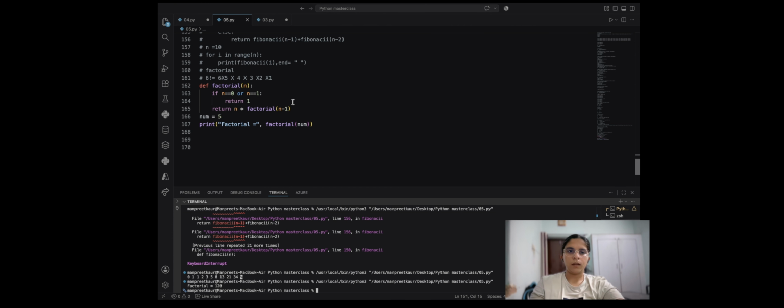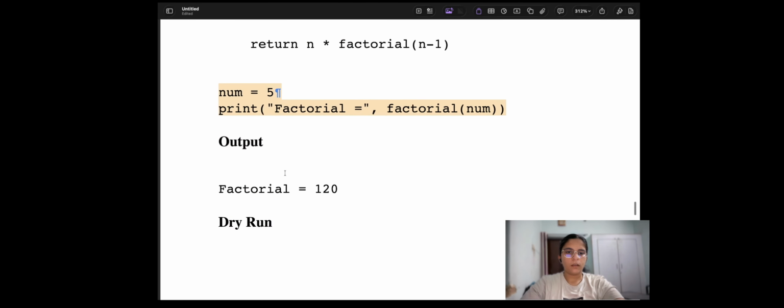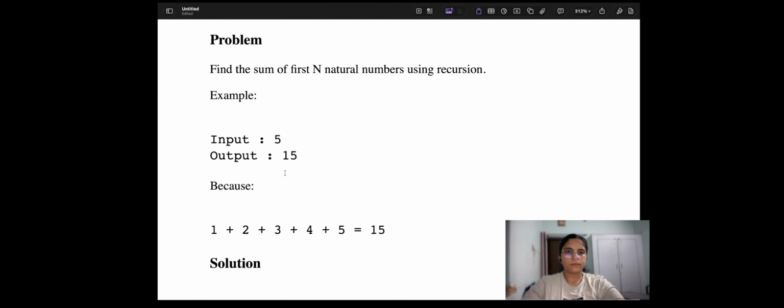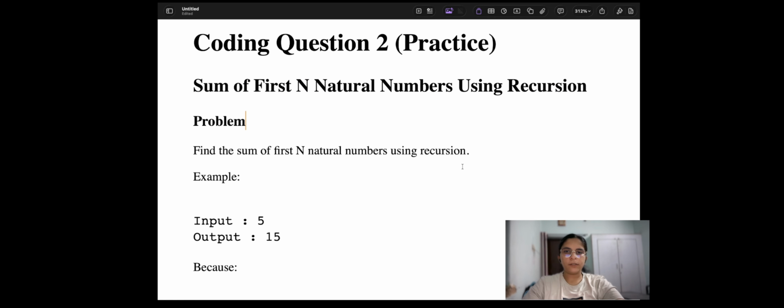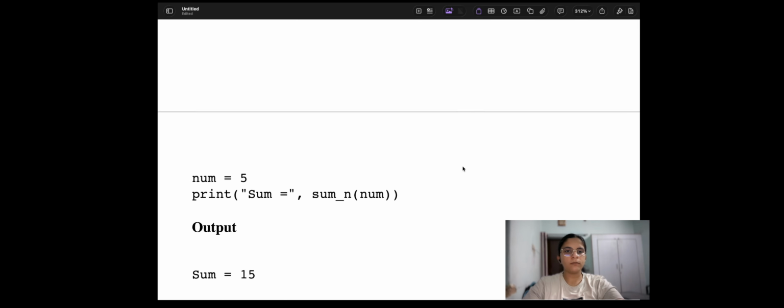120. 5 into 4, 4 into 3, 3 into 2, 2 into 1. You can also perform these kinds of questions: sum of first n natural numbers using recursion.